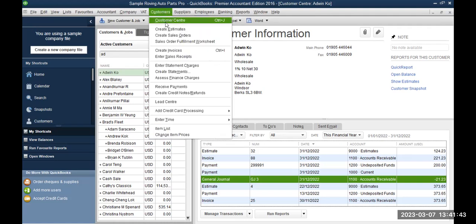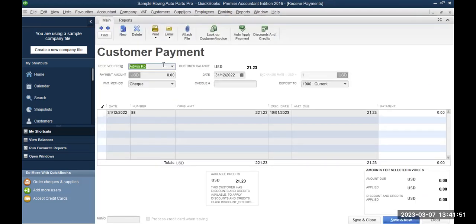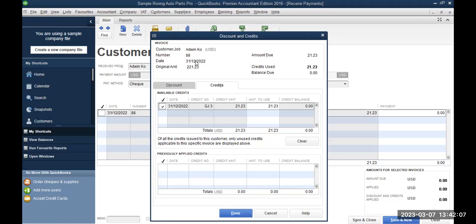Okay, so under customers, we receive payment. When you go to receive payment, we go to Edwin Co. And it's going to show us that Edwin Co has an available credit of 21.23. Okay. Now on the upper tab here, there is discounts and credits. So you click on discounts and credits, and it shows you there's an available discount that was raised on journal number 3. Okay. And so you can choose to apply that discount. So you click done.